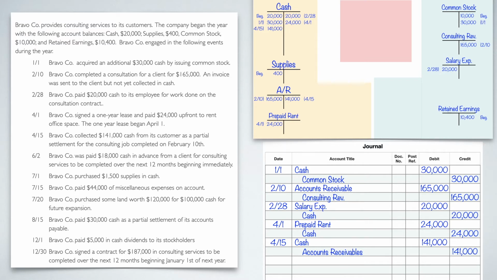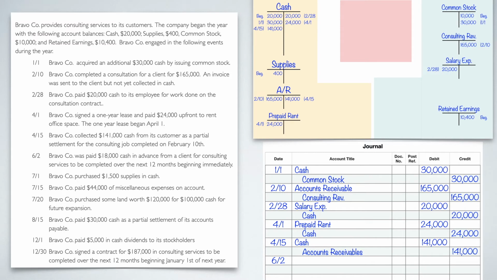Bravo Company was paid $18,000 cash in advance from a client for consulting services to be completed over the next 12 months, beginning immediately. All right, so our date 6/2. Is cash being involved or affected here? Yes, cash is being affected. What's happening to our cash? Our cash is going up because they're paying us in advance.